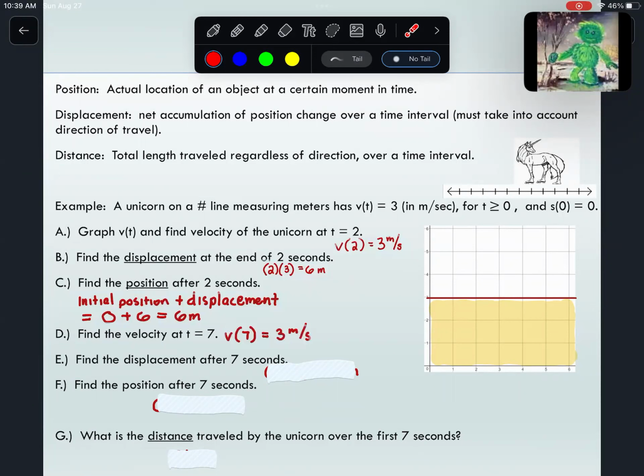Velocity at t equals 7. This actually goes off the graph, but it's still going to be 3 meters per second. Displacement. Imagine a rectangle, 7 units wide. It's still going to be 3 units tall. It's the area under velocity, 7 times 3, 21 meters. The position still happens to match up because we started at 0, we moved 21 meters, now we're at 21 on the number line. Distance traveled also ends up at 21 because we haven't changed direction at all. My displacement and my distance happen to be the same.